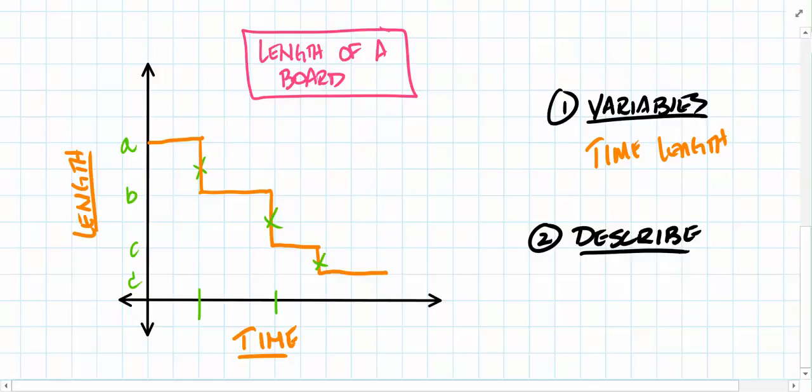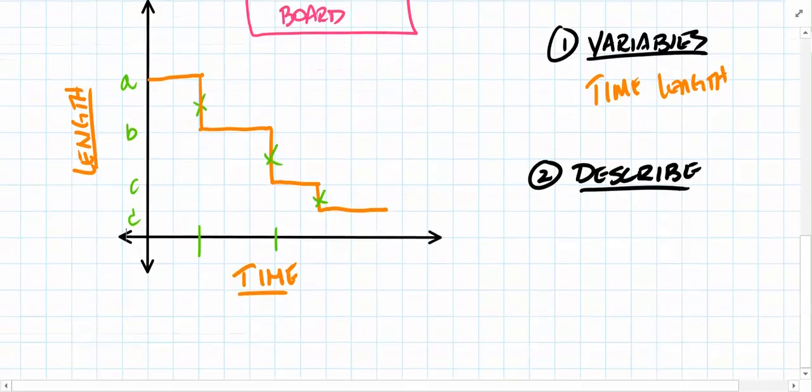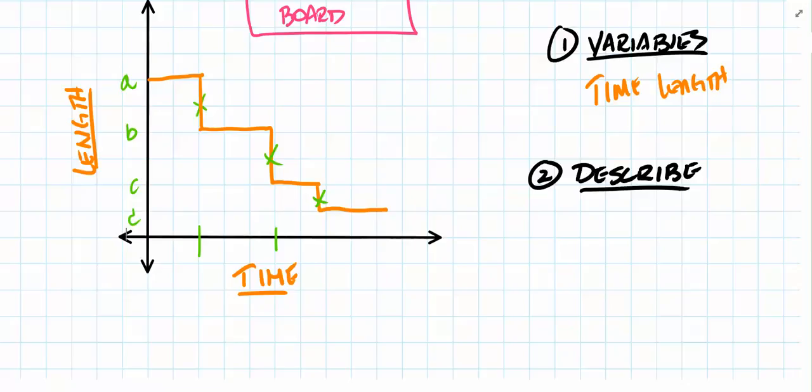So how would you just describe this to somebody? What would you say? Just say it in words. Yeah, go ahead, Jay. What do you think? The guy was cutting up the board, and then he cut, and then took a little break, cut some more, took a little break, cut some more. Okay, all right. So we could say the length of the board remains constant until another piece is cut off.